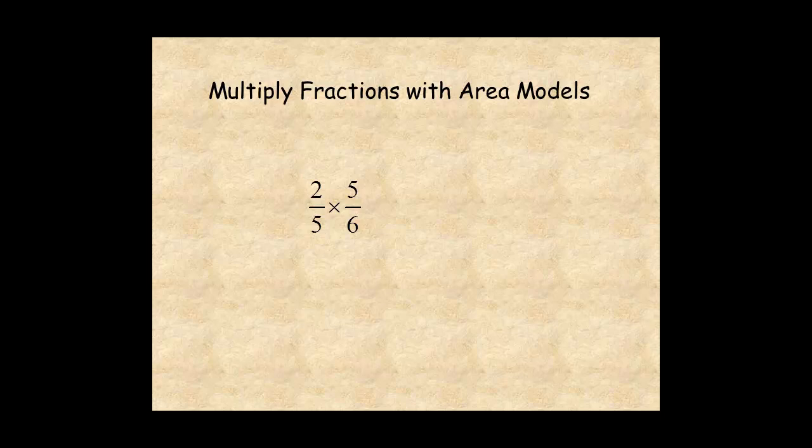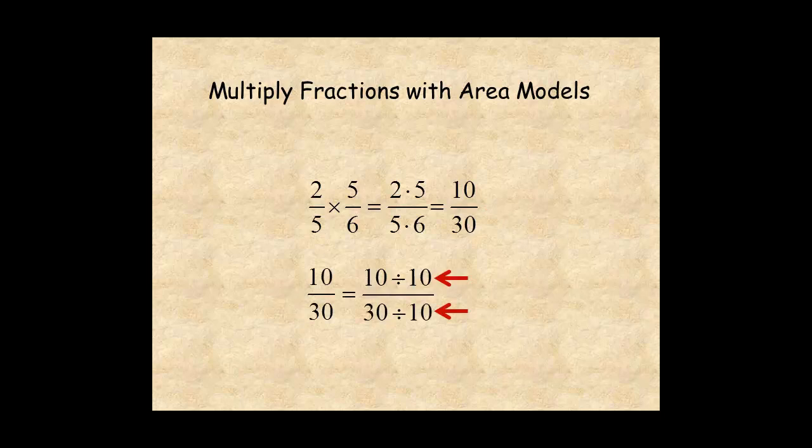Here's another example, 2/5 times 5/6. Multiply the numerators and denominators, 2 times 5 and 5 times 6 for 10 over 30. The numerator and denominator have a common factor of 10. So to simplify the product, divide out the common factor, and the final answer is 1/3.